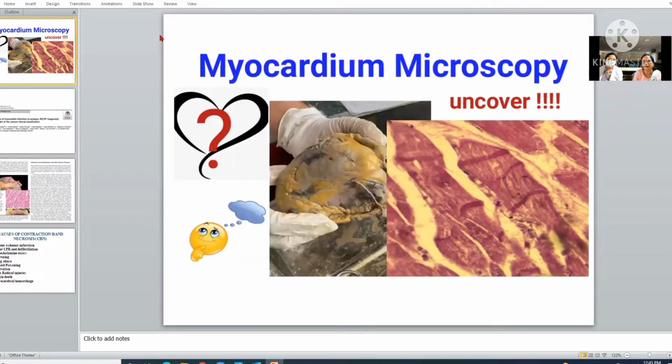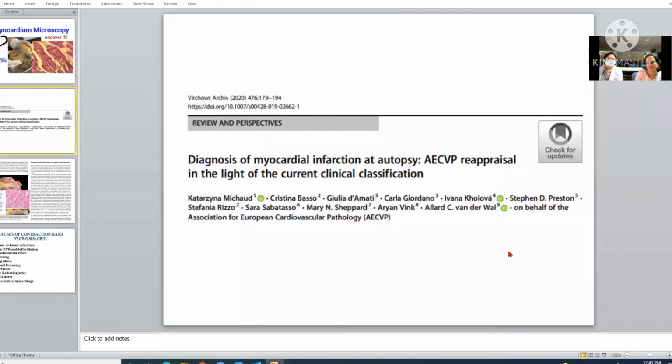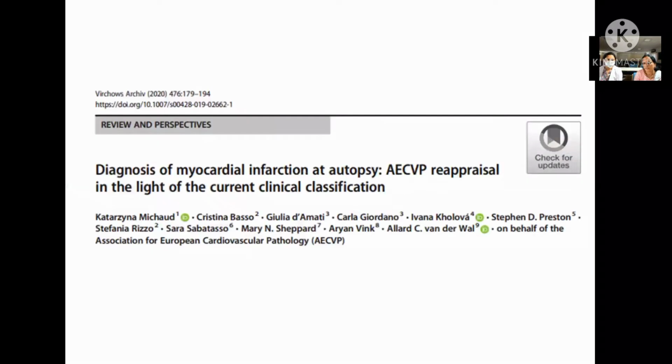Very classical finding. That's why we said uncover, discover, or spot what this is. So this is actually... I'll go to the slideshow. Yes. Let's talk about it.